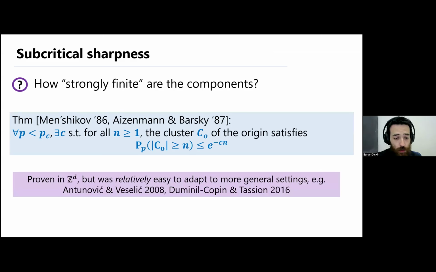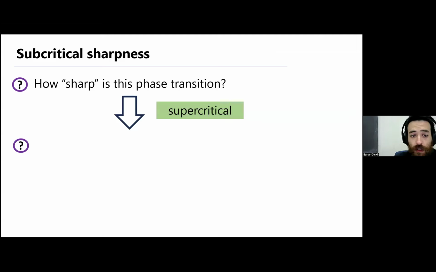And let me just say that it was proven on the d-dimensional lattice, but it's relatively easy to adapt it to more general settings, like the infinite transitive graphs we consider here. There are several new proofs, for example, this very beautiful modern proof by Duminil-Copin and Tassion from 2016. Okay, so the subcritical picture is very well understood by now. And the question you can ask yourself is, I understand how sharp this behaves in the subcritical regime. What about the supercritical regime?